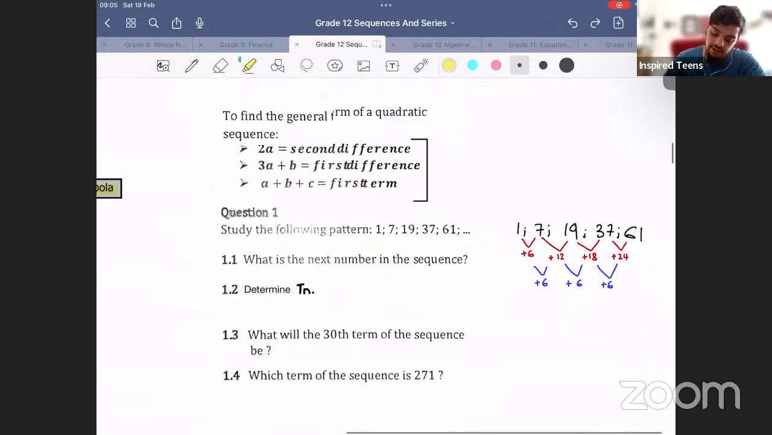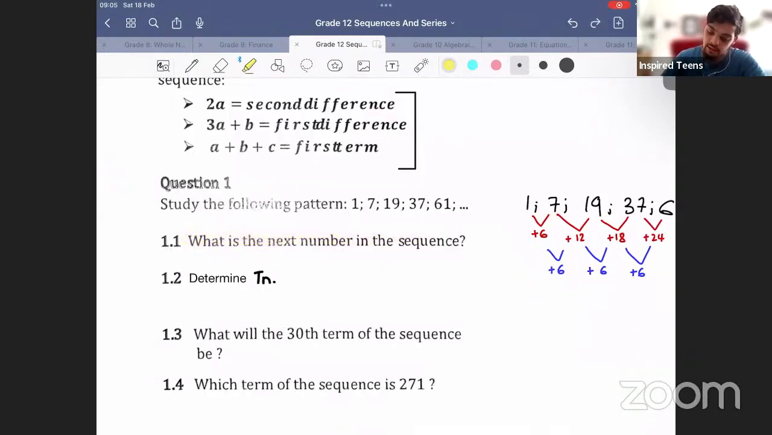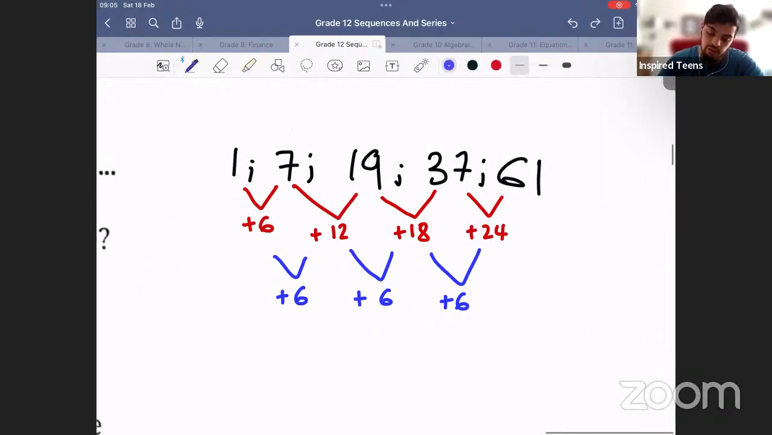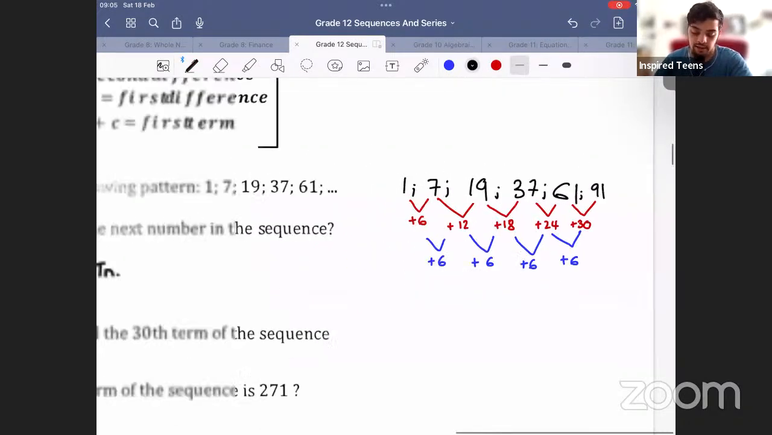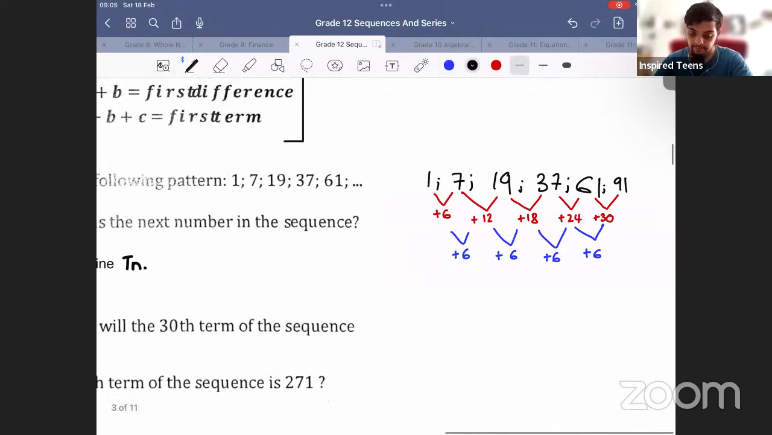Now they say, what is the next number in the sequence? We can just use maths to do that. Firstly, we have to calculate what's going to be the next first difference. So we're going to add 6 to that first difference. When we add 6 to 24, we get 30. And now we can add that value, 30, to 61, and we get 91. So that's the next term in the sequence.